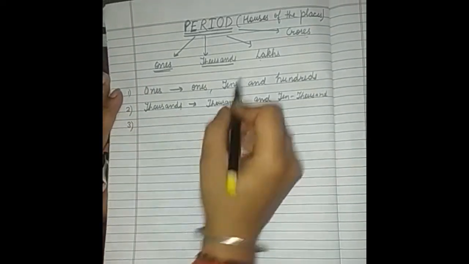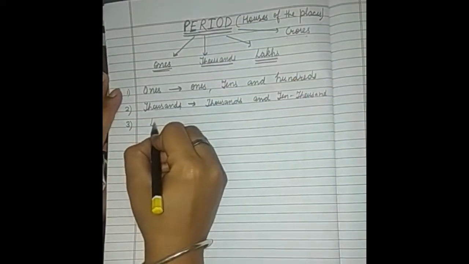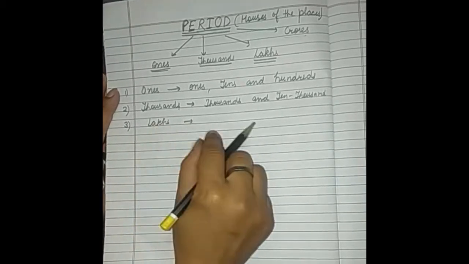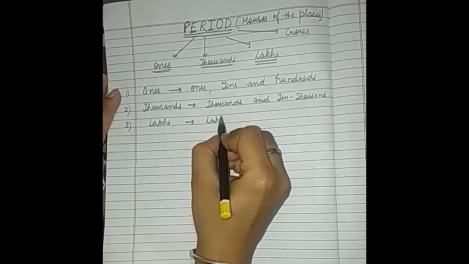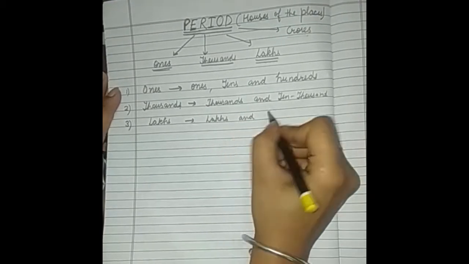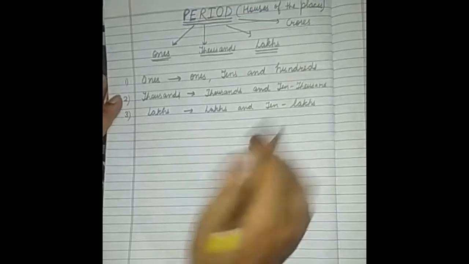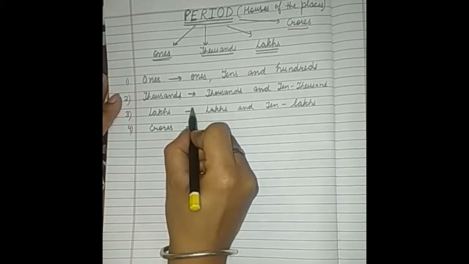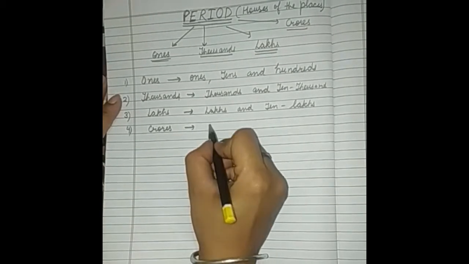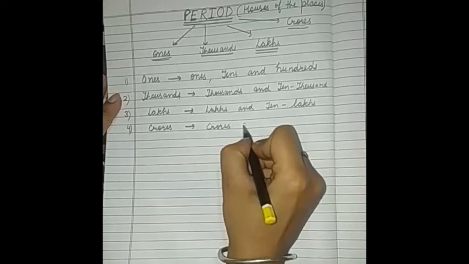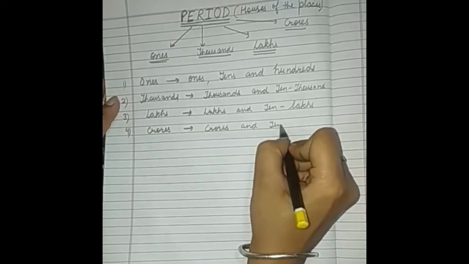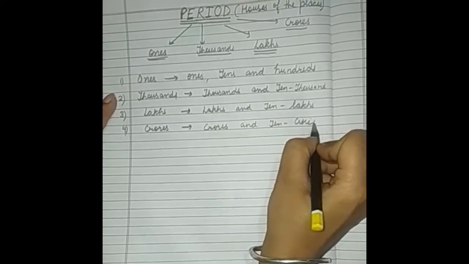And the third period is the lakhs period. The lakhs period consists of two places. First is lakhs and second is 10 lakhs. The fourth period is the crores period, which consists of two places. First is crores and second is 10 crores.